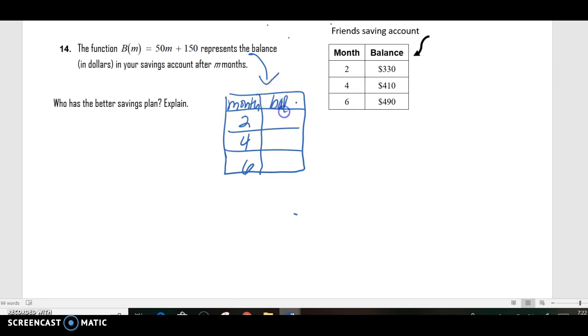And then for my balance, I'm going to use my function to figure that out. So 50 times 2 is 100 plus 150 is 250. 50 times 4 is 200 plus 150 is 350. That didn't show. And then 6 times 50 is 300 plus 150 is 450. Okay, so I can see here what I want to do is look at my rate of change.